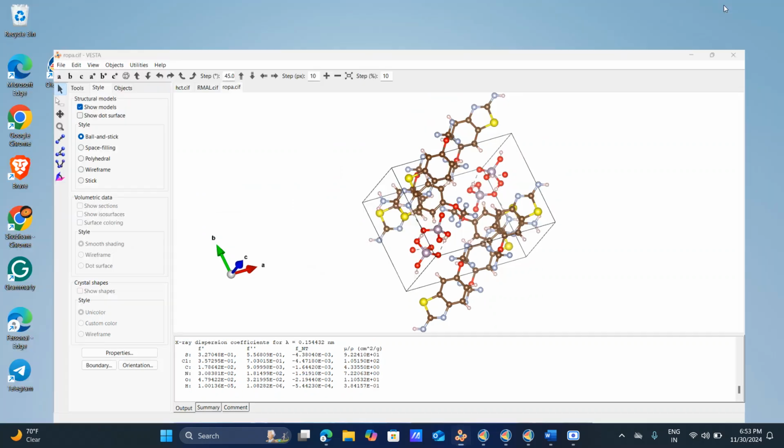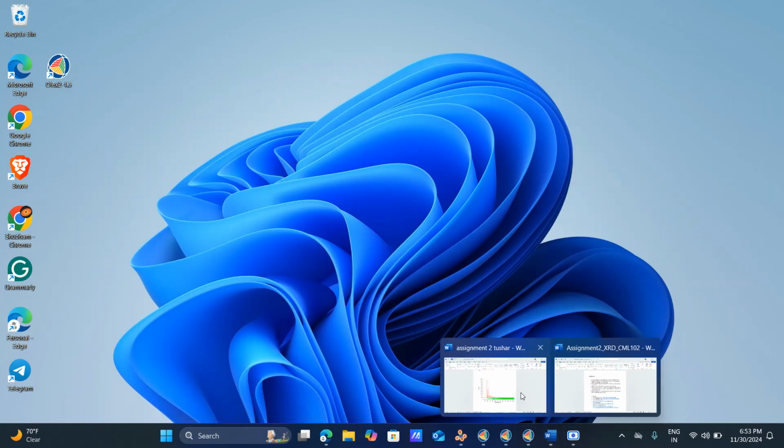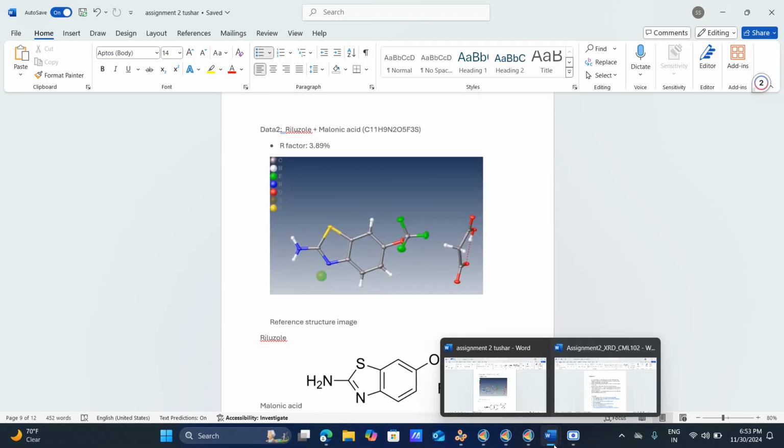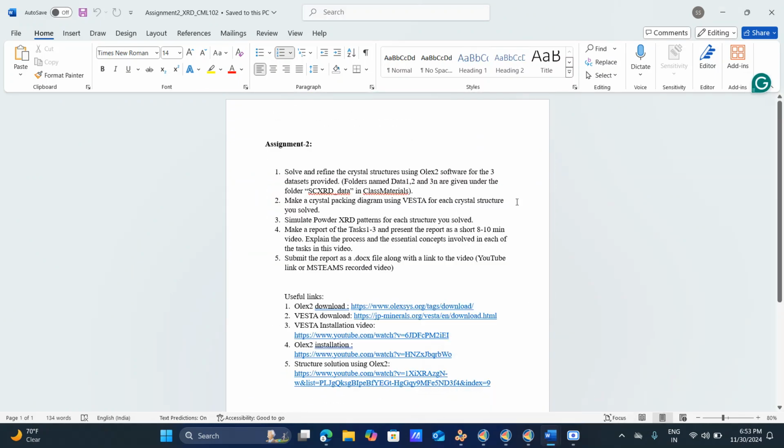So let me close this part here. This is all that we have to do here. Three tasks were provided to us. We have made the digital packing structure using the Vesta. We have solved the structure using the OLEX software. We have simulated a PXRD pattern here, and we have provided a video.